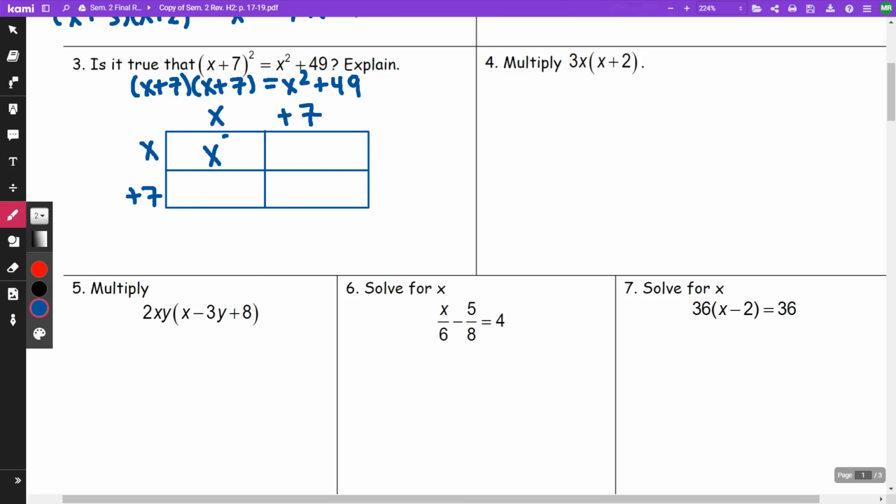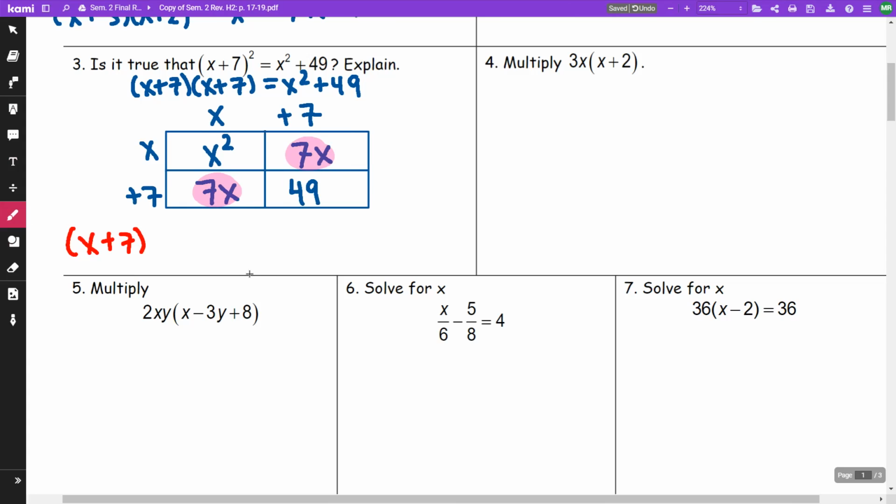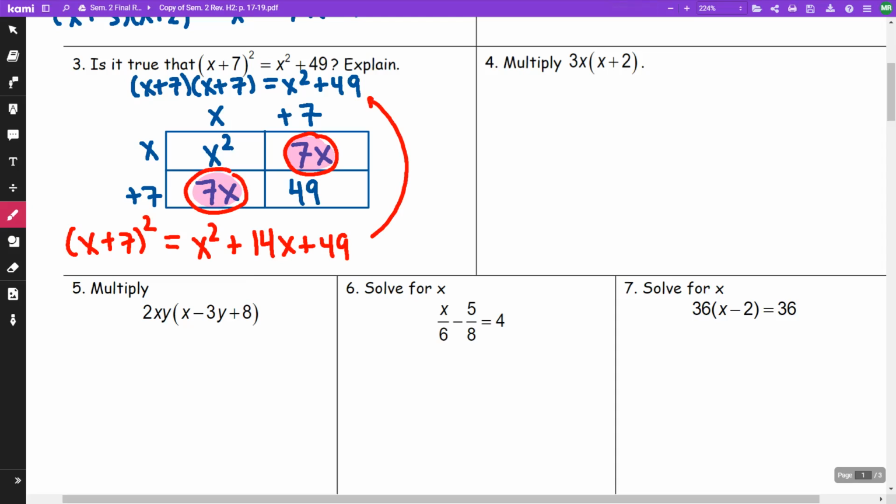So this is going to give me an x squared, 7x, another 7x, and a 49. So I'll have a 7x here and a 7x here, which gives me a 14x. So x plus 7 squared, because that's what x plus 7 times x plus 7 is, is equal to x squared plus 14x plus 49. So is this true? False. That is not true.